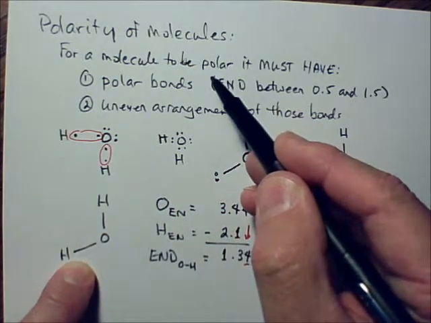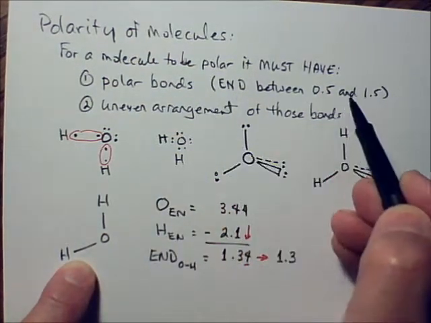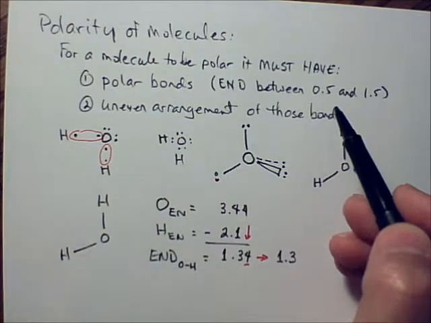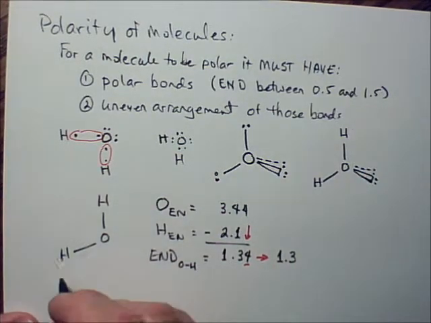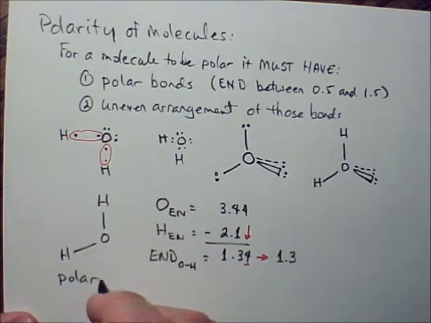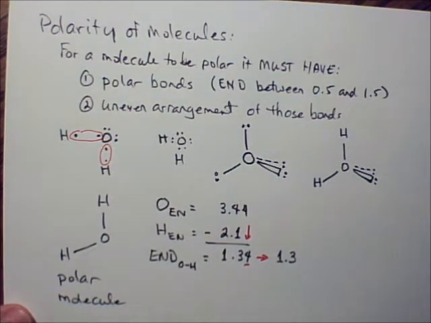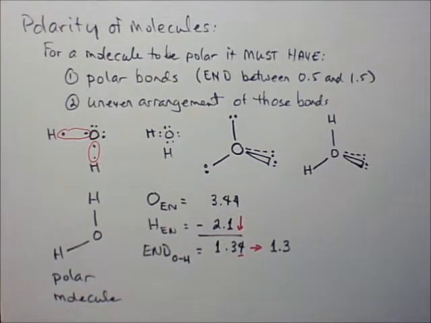We got polar bonds. We have an uneven arrangement of bonds. We've met both criteria. Therefore, this is a polar molecule. Does that make sense? Don't make it hard. You just got to find the electronegativity difference, see if it meets the criteria, plug it in to find your answer. Okay? 2 criteria.